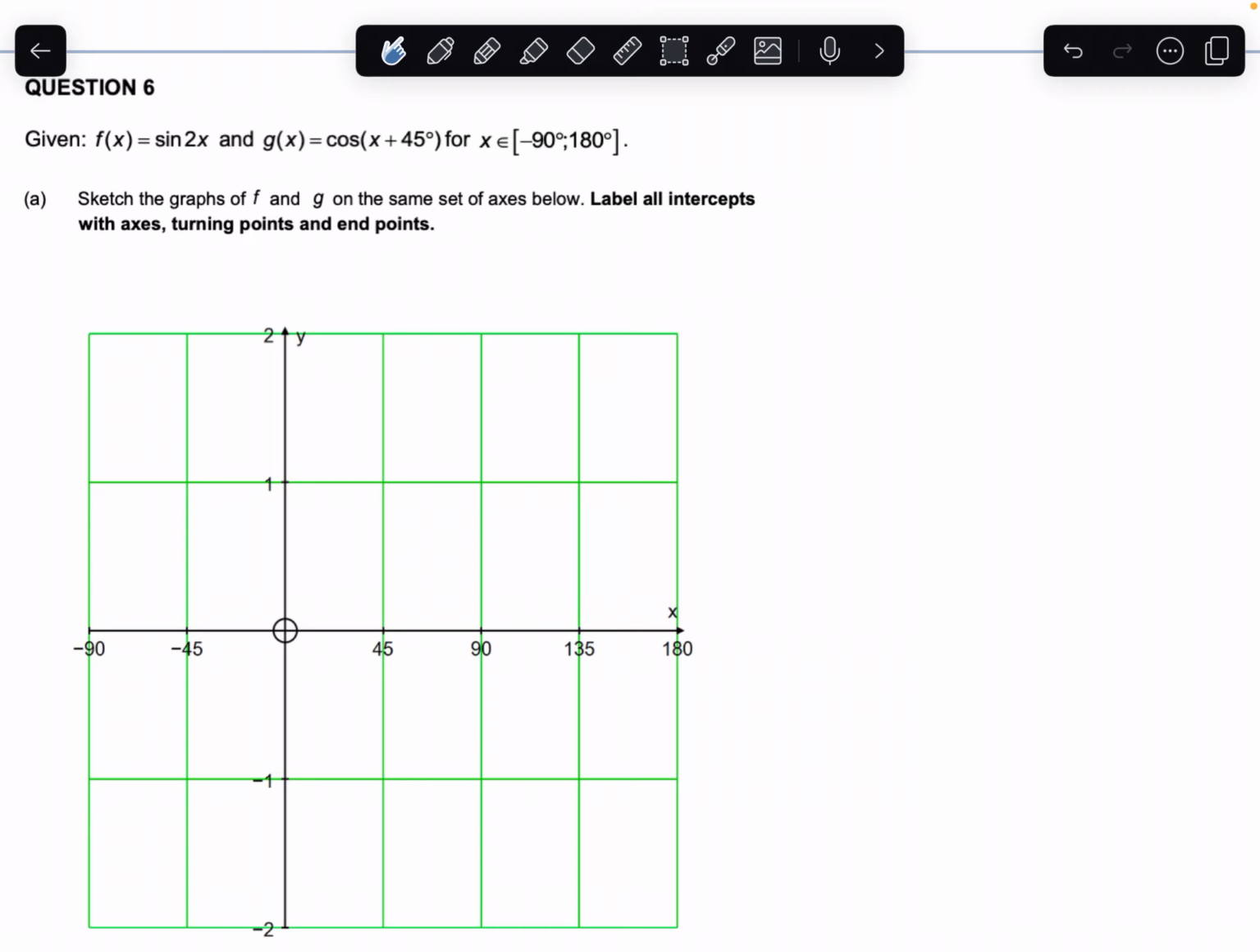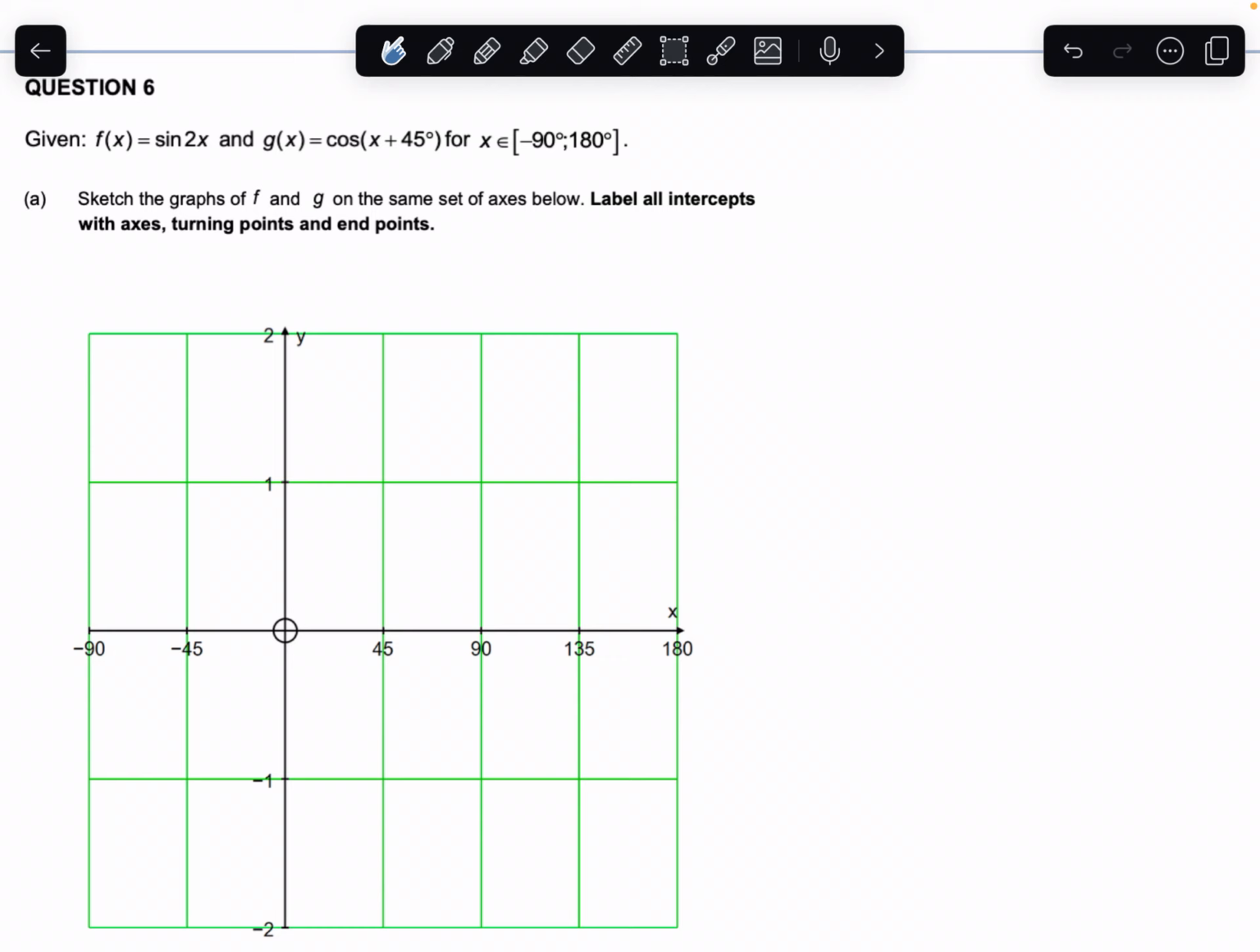Today we are looking at IEB November 2023 paper 2, and this question deals with trig graphs. So question 6, let's go.